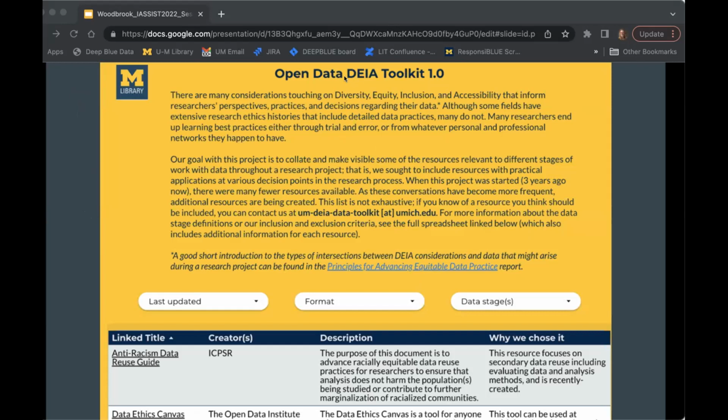So anyone who has access to the chat, you should be able to, and it's linked from our project website as well. You can see it's pretty basic. It's set up as basically a spreadsheet behind the scenes, and then we used Google Data Studio for the interface. We made a few pieces of metadata visible as filters, the data stages, the format, and then when it was last updated. And we also have a few other pieces of metadata, the creators of the tool, a description, and then why we chose it. And there's more in a spreadsheet behind the scenes that is also linked.